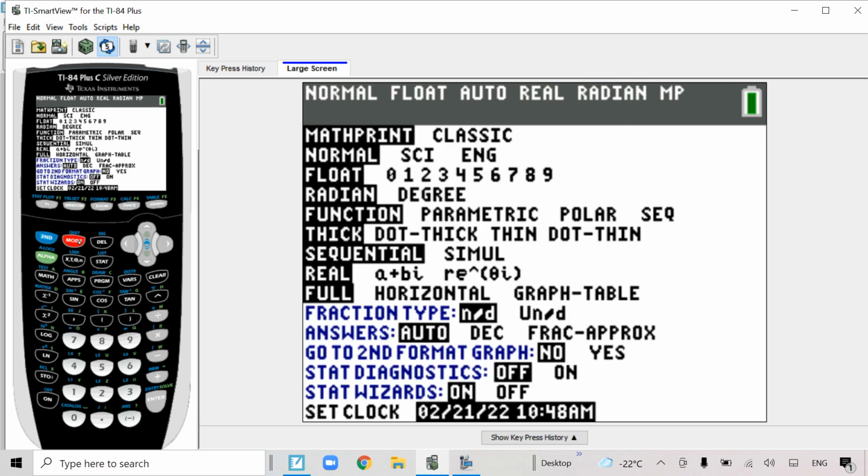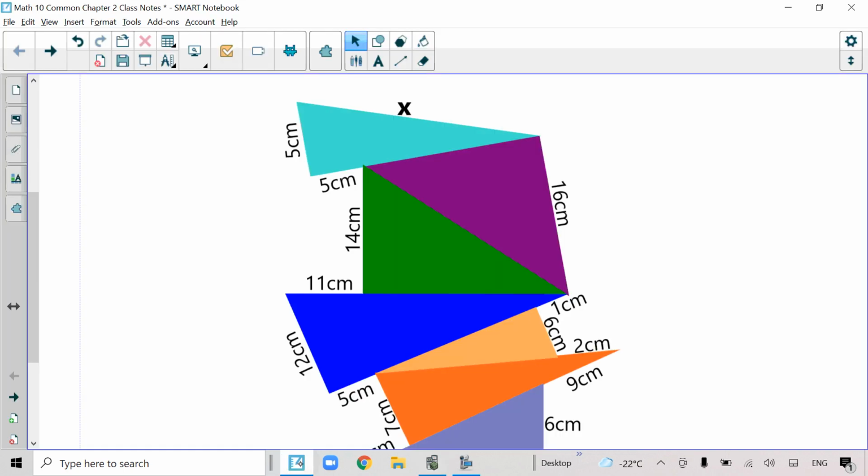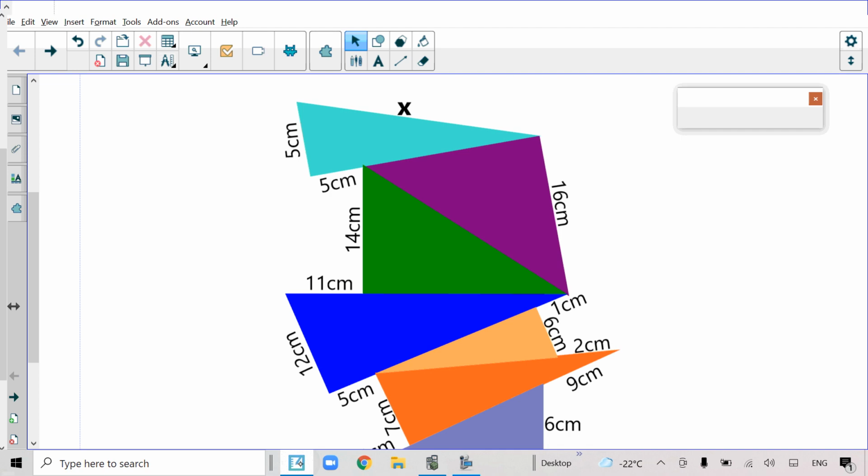And we're going to toggle down to the third row and see how I have radians highlighted. I want to have degrees highlighted. So I toggle over there, I press enter, and now I'm in degree mode. I can actually see at the top of my screen it says degree as well, and I'm ready to go. So let's press second mode, get out of there. Okay, so let's begin with trigonometry.